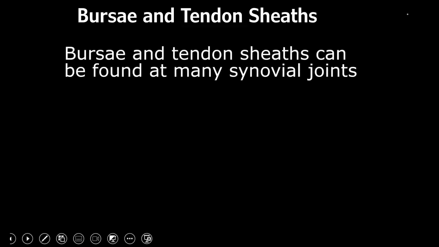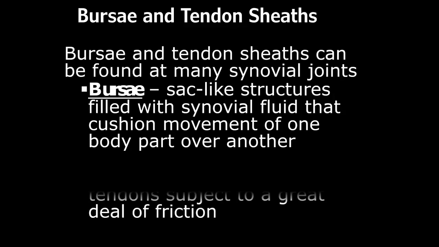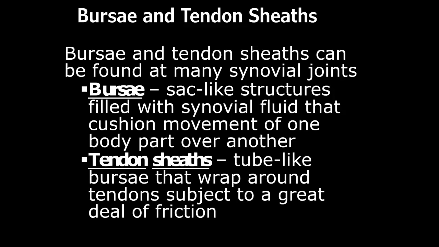Now the bursa and tendon sheaths. Bursa and tendon sheaths can be found at many synovial joints. Bursa are going to be sac-like structures filled with synovial fluid that cushion movement of one body part over another. These can become inflamed and swell, and then you would end up with a condition called bursitis.